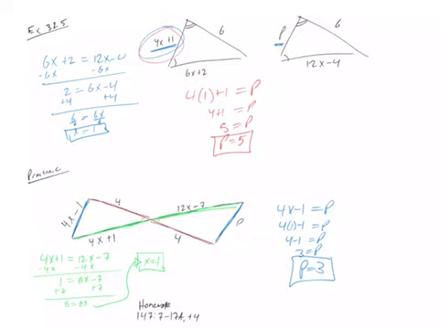Okay? Your homework is there on page 147. You're going to do 7 through 17 all, and then 4 more of your choice. Good luck.